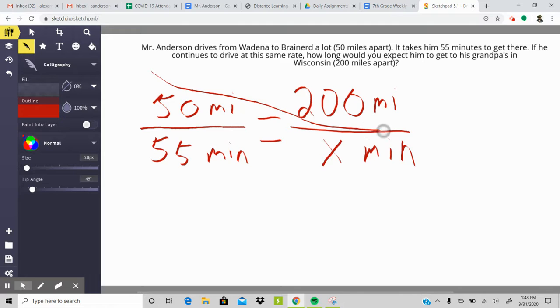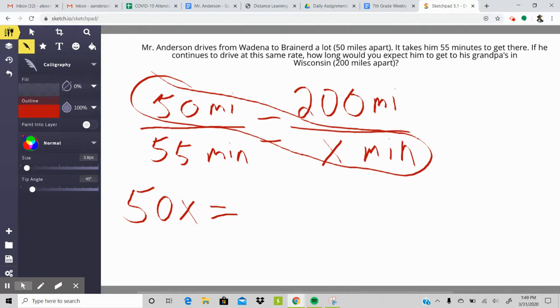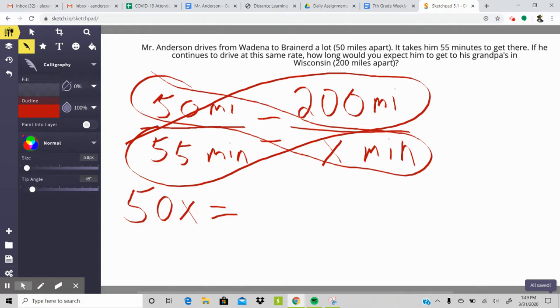I'm just going to set my cross products equal to each other. So 50 times x equals 55 times 200. I think I'll have to use my calculator for that. Actually, I wouldn't; I can do that in my head, but I'm going to use my calculator to double check and make sure I get it right. So 55 times 200, and yep, it would be 11,000.